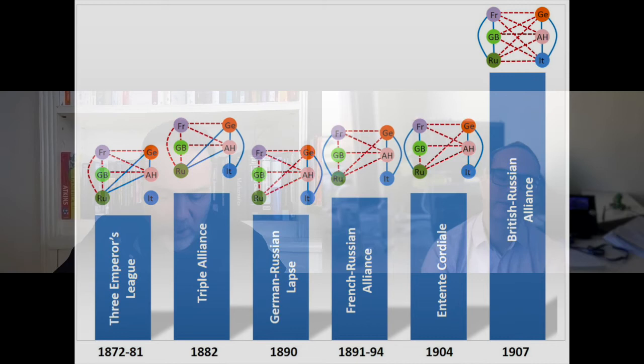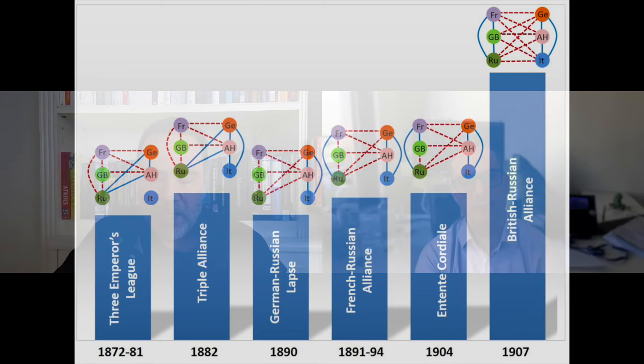Then in 1882, we have the Triple Alliance, and we have a little bit more alliance here, and the degree of balance increased a little bit. It dropped again during the German-Russian lapse in 1890. And it went a little bit up during the French-Russian alliance in 1891. And then in 1904, we have the Entente Cordiale, which is the most famous. I studied the Entente Cordiale in school. During the Entente Cordiale, the balance was about 0.5.